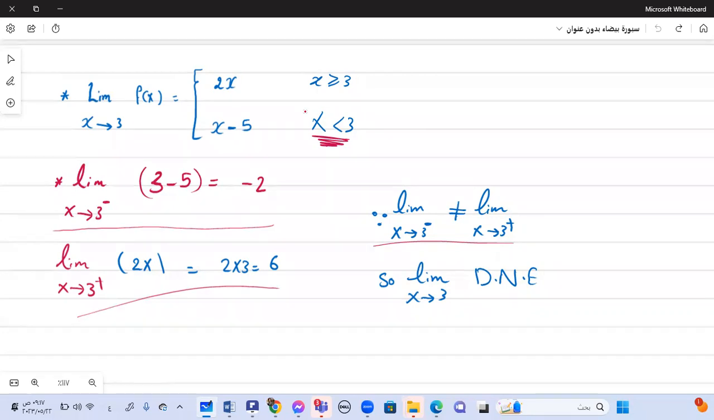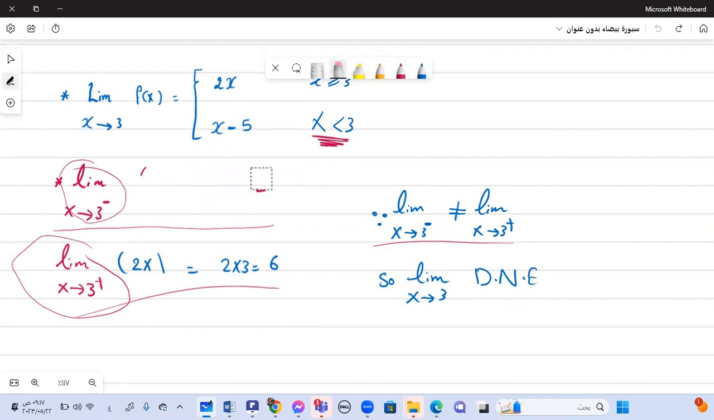We should write the limit when x approaches 3. We should write this information. This part we should write, okay? If the limit is as x approaches 3, we should also write what the function is as x approaches 3 from the left-hand side. Which function is for 3 from the left-hand side? x minus 5. Yes? So we should write x minus 5.